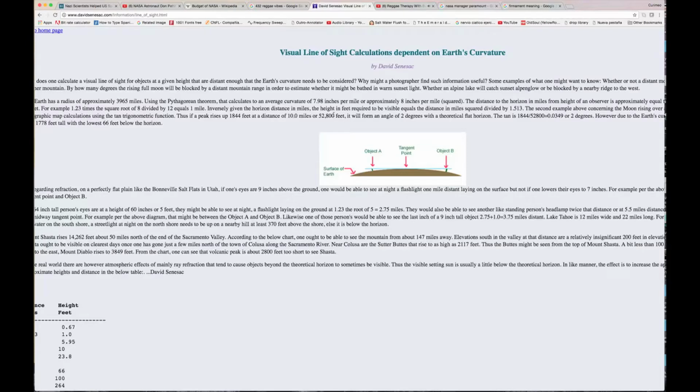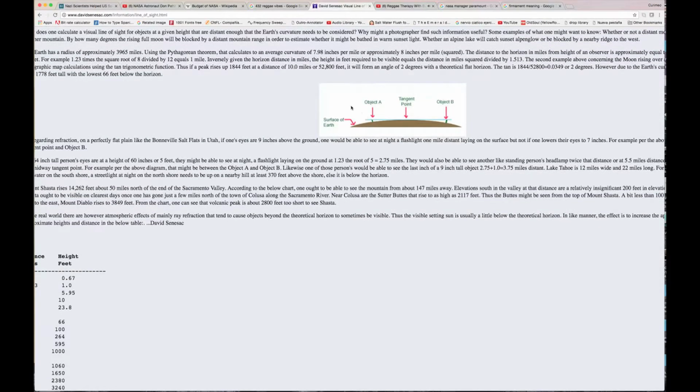Can you do this? Can you calculate this? Thus, if a peak rises up to 1,844 feet at a distance of 10 miles or 52,800 feet, it will form an angle of 2 degrees with a theoretical flat horizon. The tan is, so it says at 1,000 feet from 10 miles, I should have 2 degrees of curvature, as you can see in the picture right here.